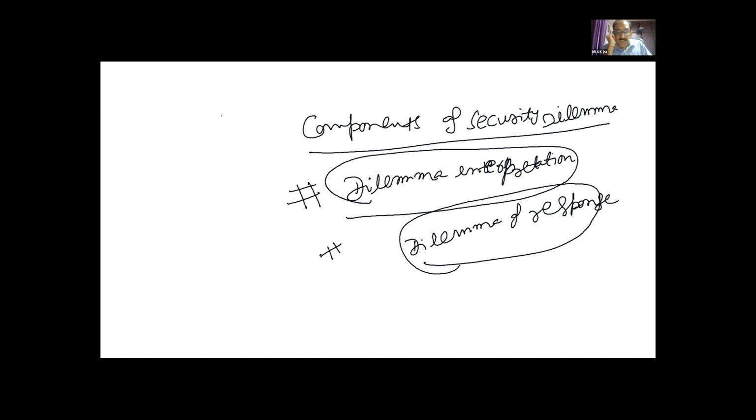So the opponent is building up its power. Now, why is it doing that? What is the motive behind it? What are the intentions? Got my point? So this will lead to the dilemma of interpretation. Now, if A is doing that, B doesn't know.